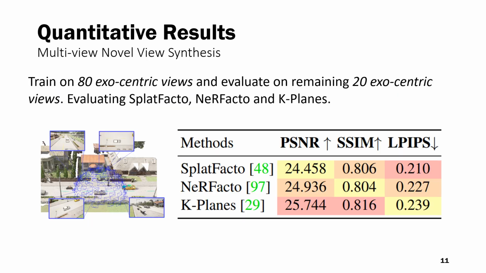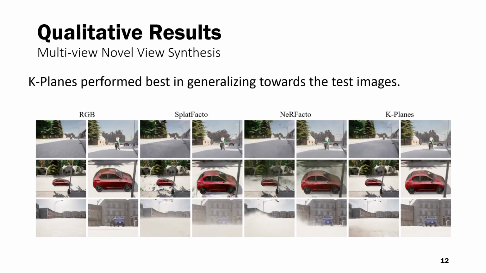Our first benchmark trains per-scene optimization methods on inward-facing views. All models are trained on 80 exocentric views and evaluated on the remaining 20 exocentric views. We evaluate splat factor, nerve factor, and K-planes. We find that K-planes generalizes best towards the novel views. This is also supported by the qualitative results, where K-plane images look sharp and are not blurred by artifacts. The first image per row is always the original reconstruction, and the second view is the zoomed-in version. We here show again RGB, splat factor, nerve factor, and K-planes.